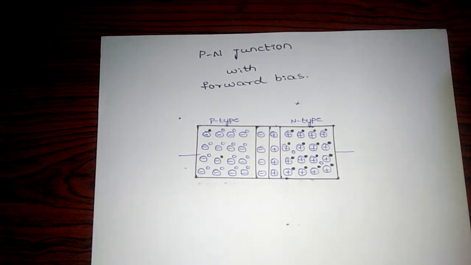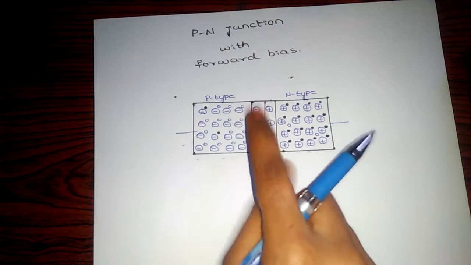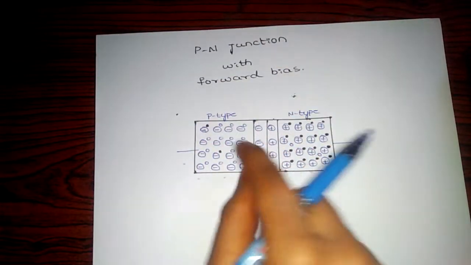Today in this video, let's see how a PN junction is forward biased. So what is biasing? Biasing is nothing but giving voltage to a particular device. And how is the PN junction diode forward biased? Let's see.